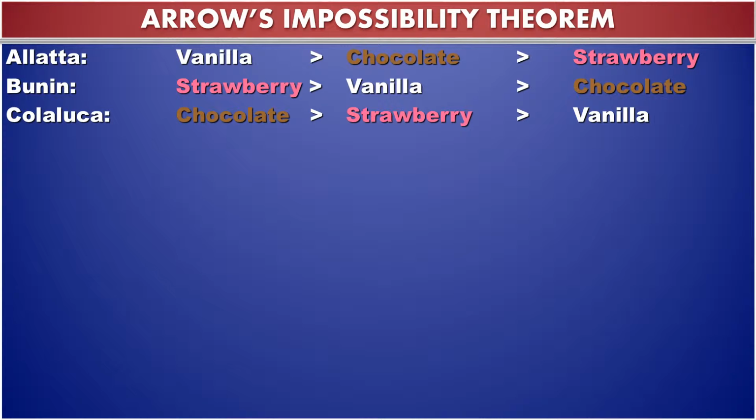Eric prefers vanilla to chocolate, chocolate to strawberry. Scott prefers strawberry to vanilla, vanilla to chocolate, and Jess prefers chocolate to strawberry, strawberry to vanilla. Now, if you put this to a simple majority vote, what you're going to get is a 3-way tie, which means each gets 1 vote for their first preference.